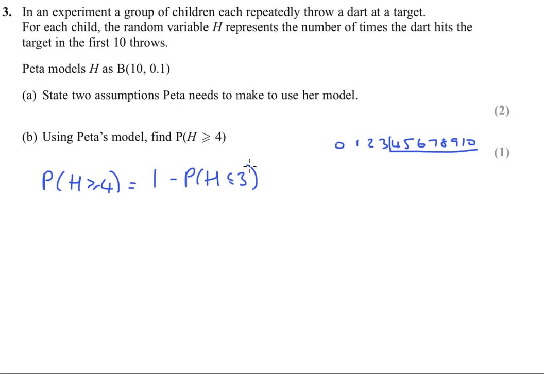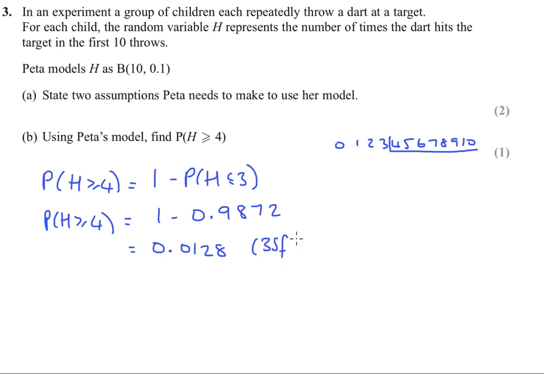X is 3, that's going to work out 3 or less. N is 10, that's the total. And P is 0.1, that's in the question up at the top here. So we've got N is 10 and P is 0.1. If we press equals on that, that's going to tell us the answer to this, which is 0.9872. So the probability that we want, greater than or equal to 4, is 1 minus that number, which is going to be 0.0128. We have to have 3 significant figures.